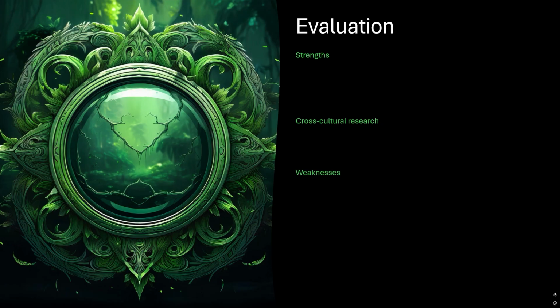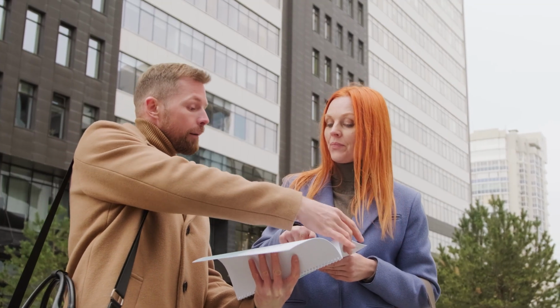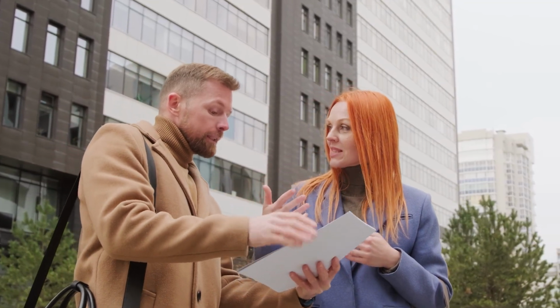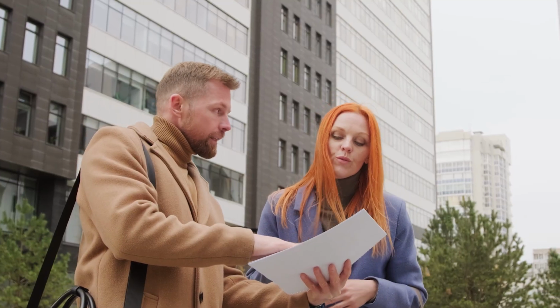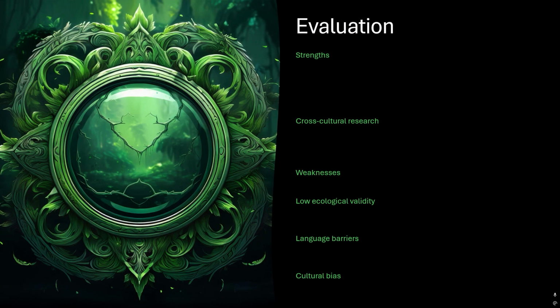But what were the weaknesses of this study or the limitations? It had low ecological validity. Remember, ecological validity is all to do with how well something reflects real life. Line drawings are not real life 3D scenes, so results may not reflect everyday perception. Language barriers. Misunderstandings between researcher and participants may have affected responses, especially with rural participants. Cultural bias. Drawings use Western artistic conventions, which might have disadvantaged those unfamiliar with such images.